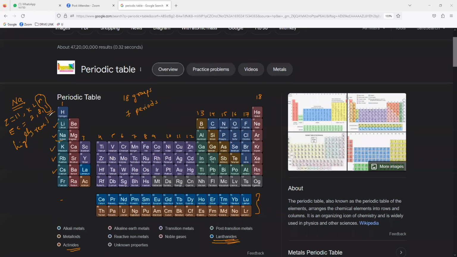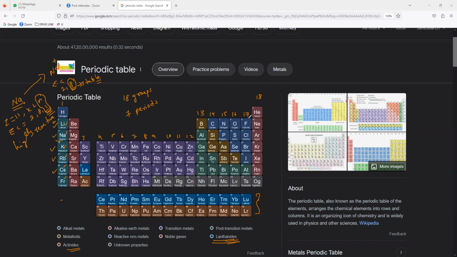They want to become stable, so they are always ready to donate 1 electron. How many electrons will alkali metals donate? 1 electron. That's why they are highly reactive in nature. Once 1 electron is removed, sodium turns into a sodium ion. Then the electronic configuration is 2,8. The valence shell has 8 electrons, so it becomes stable in nature.